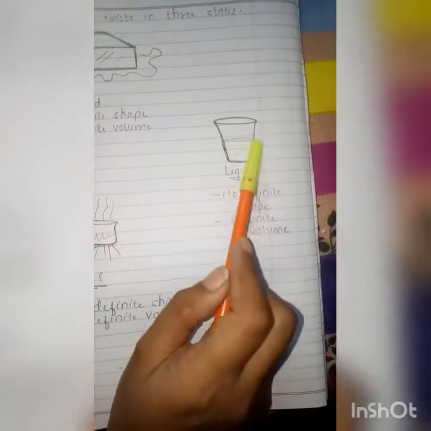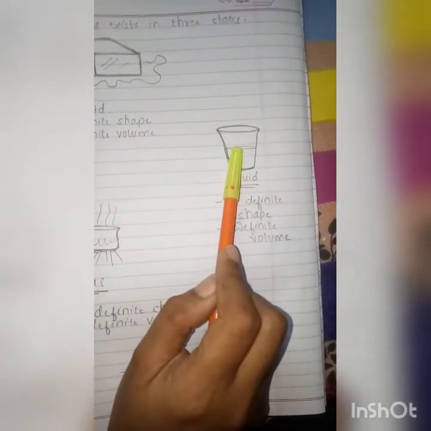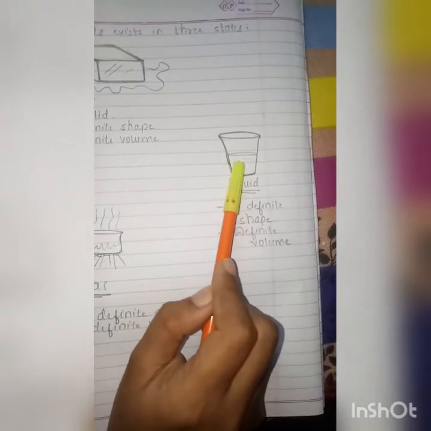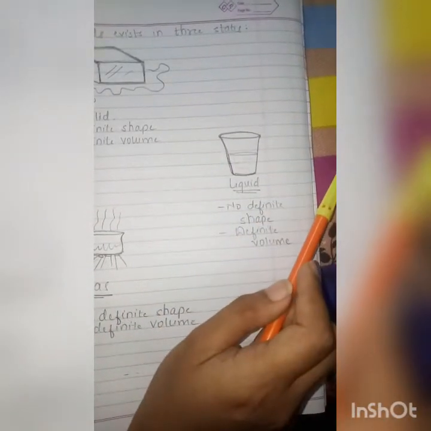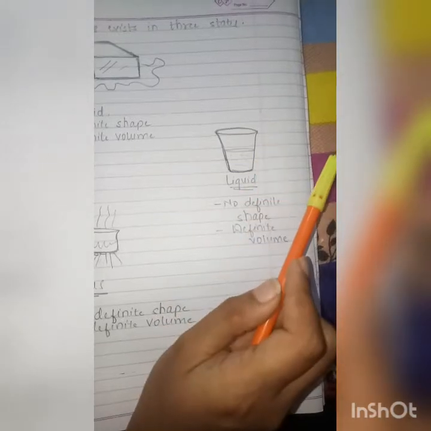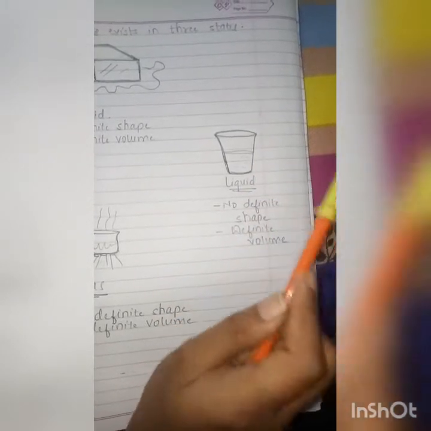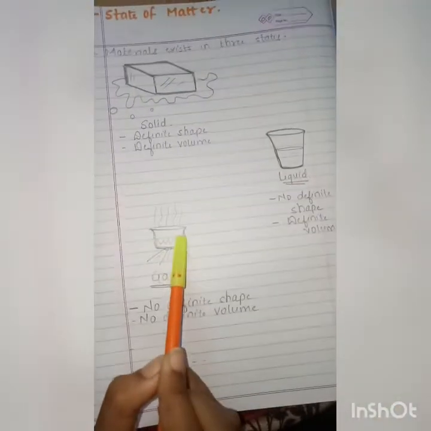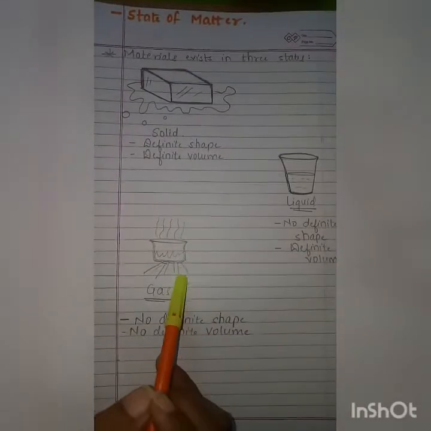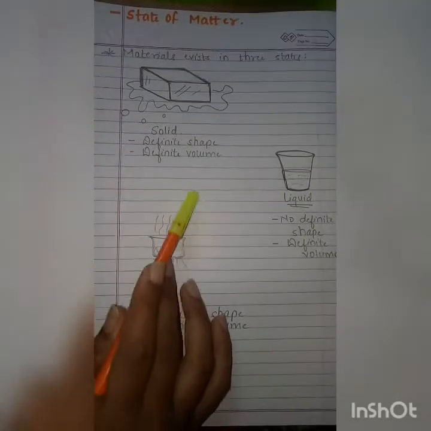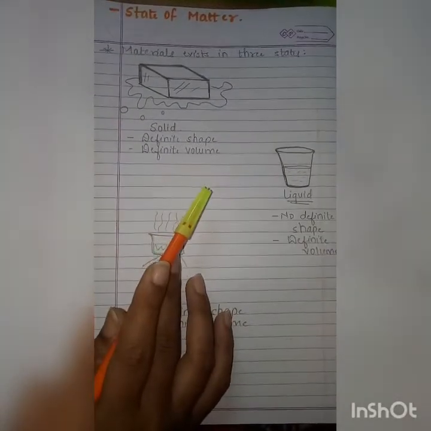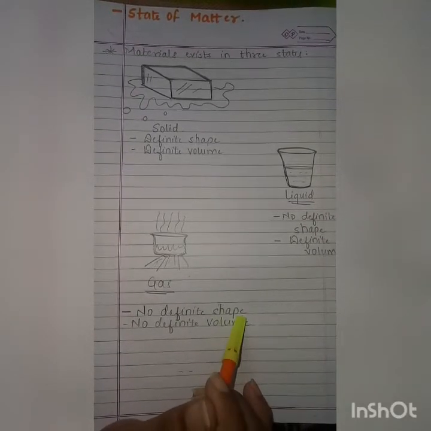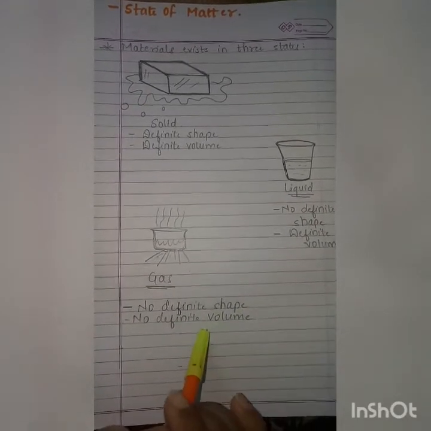Meaning, if I have 1 liter of water in a bucket and I transfer it to a pot, it won't decrease or increase; the volume will remain the same. Now for gas, if you boil the water, it gets converted into gas form and evaporates. So it has neither a definite shape nor a definite volume.